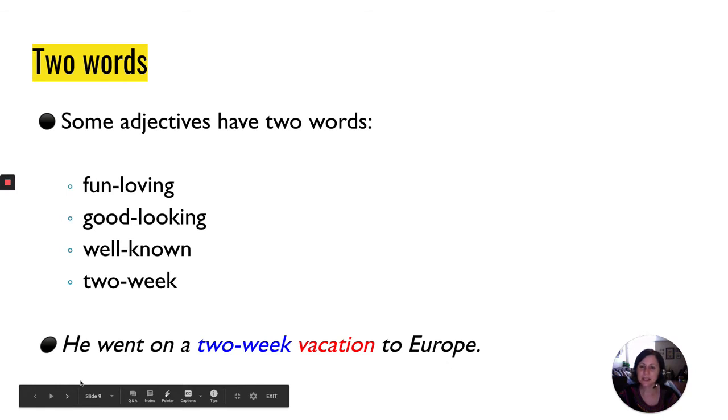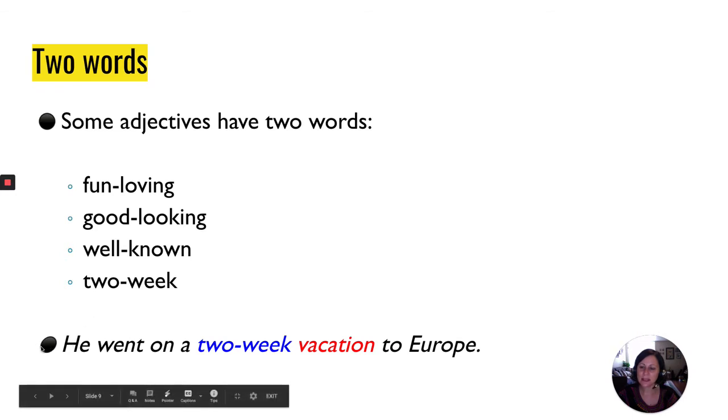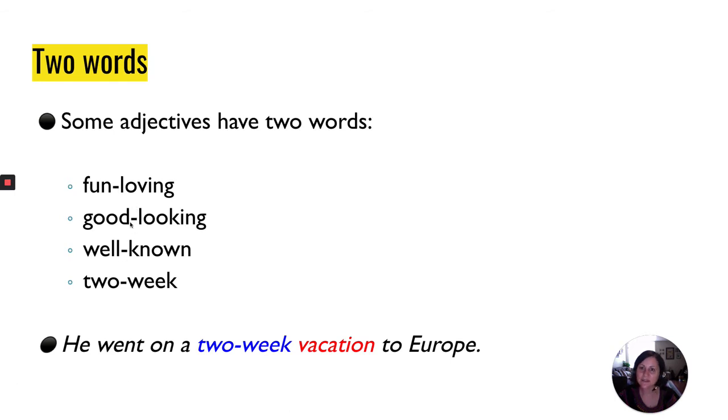Some adjectives have two words, like fun-loving. This is a person who's a lot of fun and loves others. Good-looking is someone who's handsome or pretty. Well-known is someone who's famous. 2-week is something that's 2 weeks long. For example, he went on a 2-week vacation to Europe. So this is acting like an adjective. It's describing how long the vacation was, and it's coming before the noun. And notice it has this little dash. We call that a hyphen.